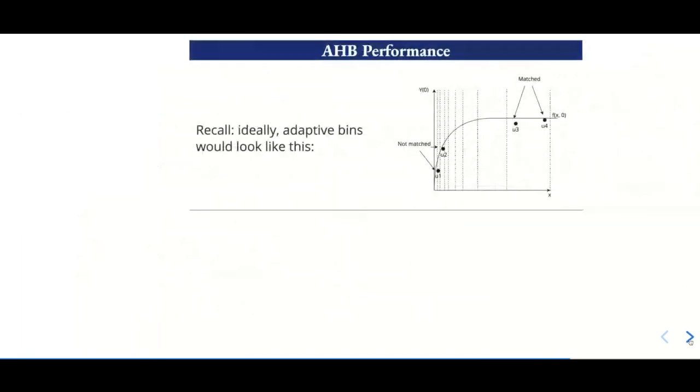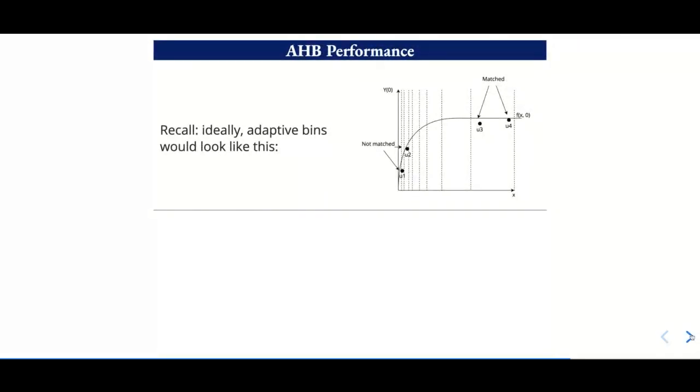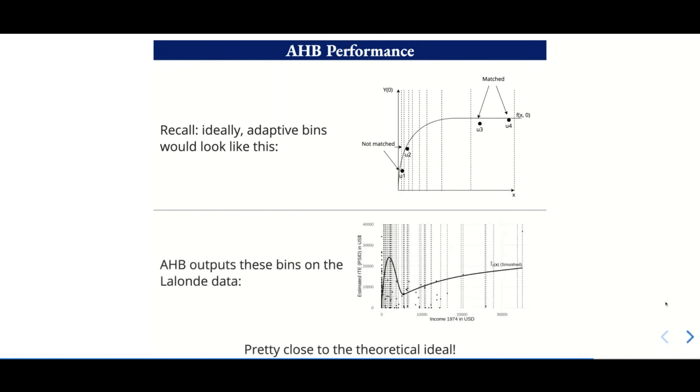Let me give you another intuition for why we are happy with the empirical results that we're getting. Recall that I told you that ideally adaptive bins would look something like what's in the figure that I'm showing you here. These are the bins that AHB outputs on the data from Lalonde. Just by looking at this figure, I can see that this is pretty close to what we were trying to achieve theoretically, so it's telling me that we're moving at least in the right direction towards solving the problem that we want to solve. A couple more things. I started by telling you that I like matching because it's interpretable, and our matches are particularly interpretable.